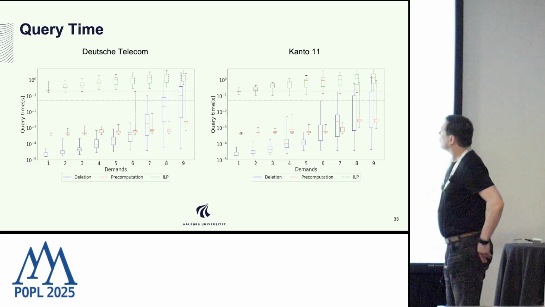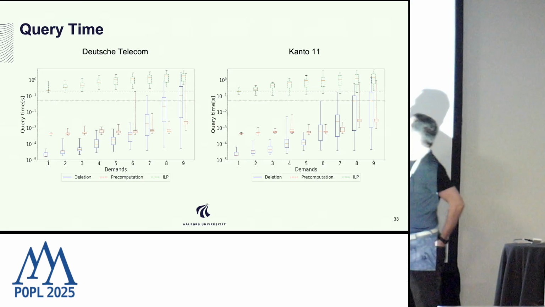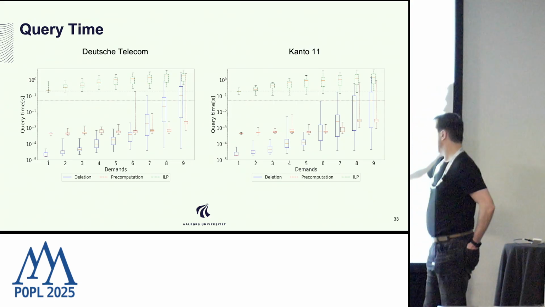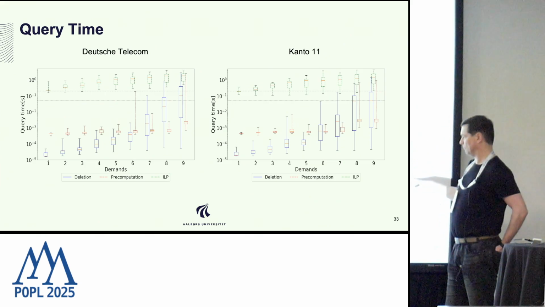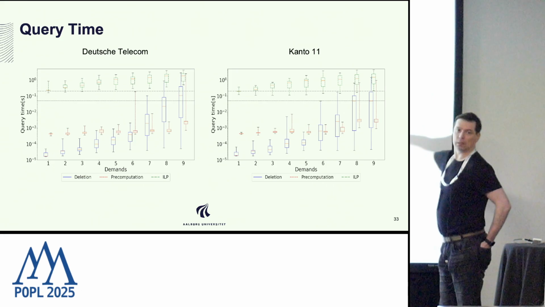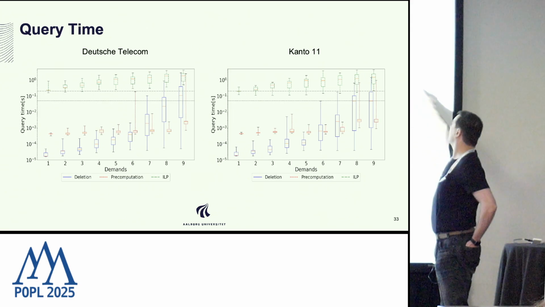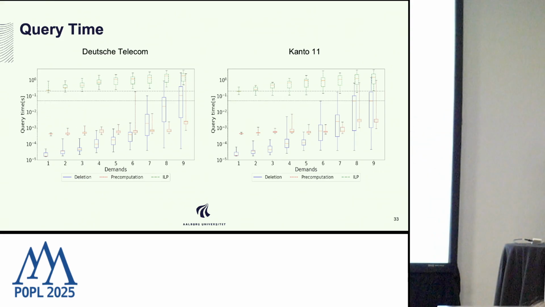If I take a look, for example, at the Canto topology, you can see the ILP fast failover solution. This takes a few seconds. The deletion is initially very fast, but it does not scale too well with the increasing number of demands. The precomputation, on the other hand, is almost constant. This is a box plot, so you can see the averages. This is the 50 milliseconds line, this is the 200 milliseconds line. So we are for sure satisfying the requirement. In Deutsche Telekom, the picture looks very, very similar.